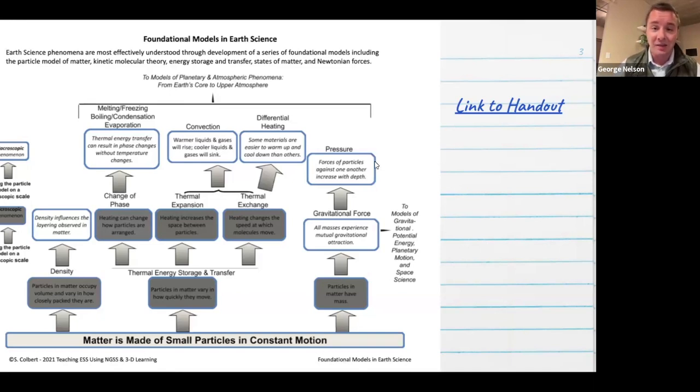If you want a link to this handout, I'm going to send a couple of things in an email afterwards, but there's also a link in the slides to this paper. It's just a graphic organizer to help talk about the overall models that we're building in the earth science curriculum.